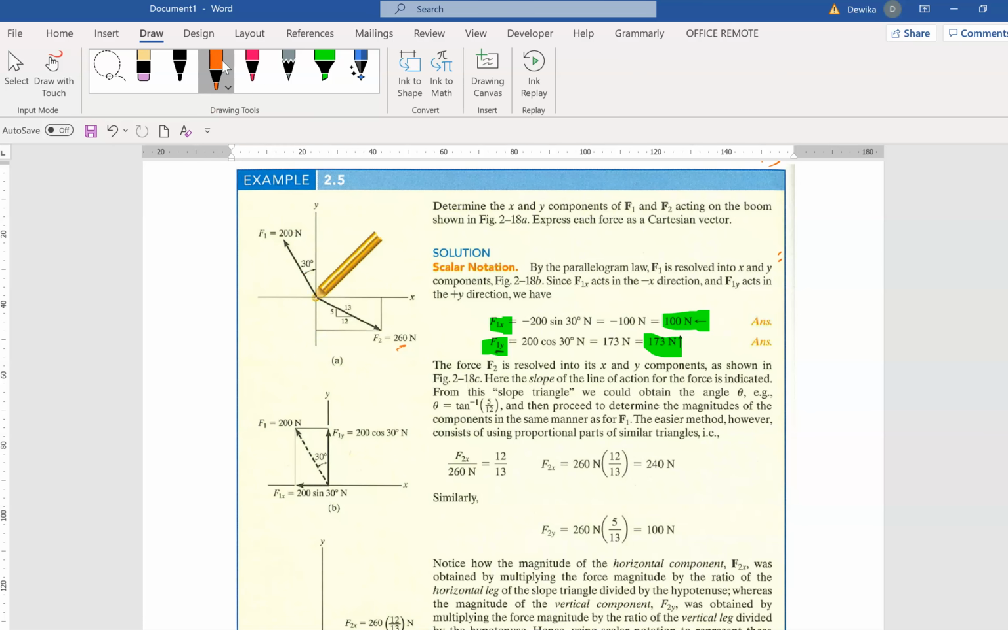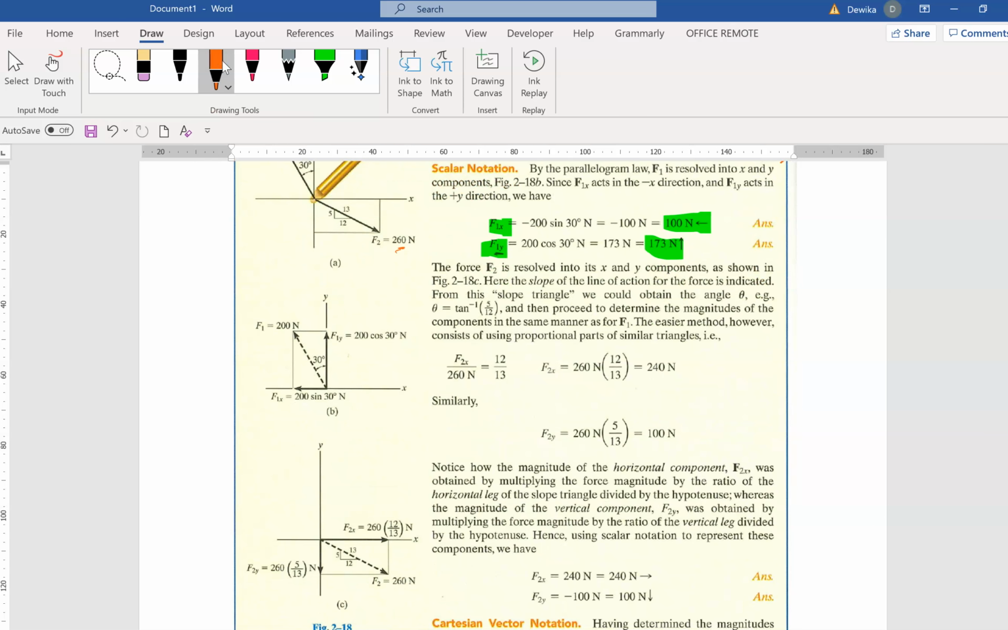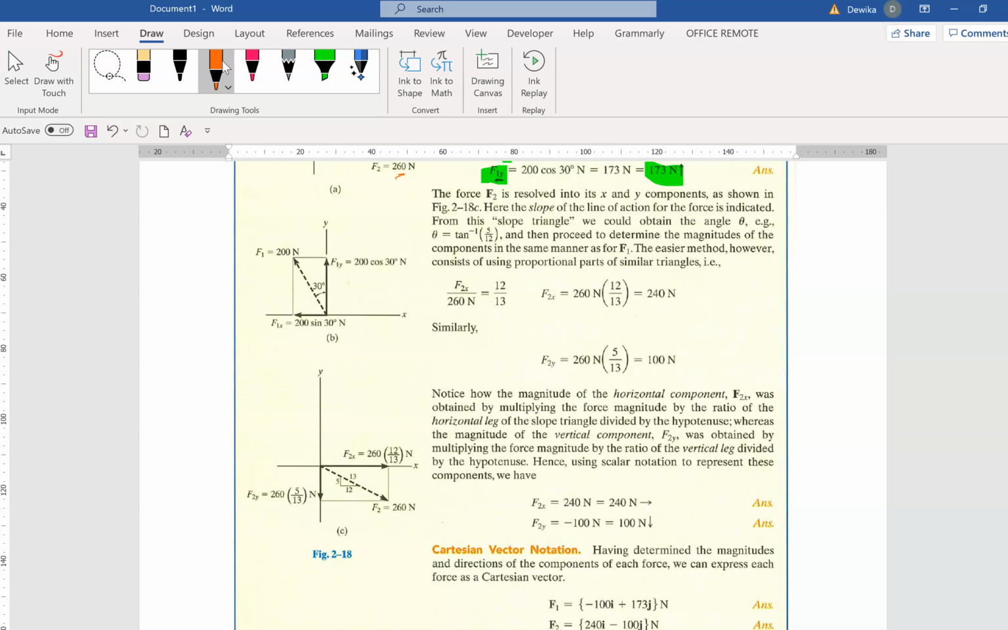So now let's move on to the second part, which is a similar triangle. Let's look at this calculation here. So we have a similar triangle 5, 12, 13. Pythagoras triangles are 3, 4, 5 and 5, 12, 13. Remember? Okay, so we have a resultant of 260. But we don't know what is x and what is y.